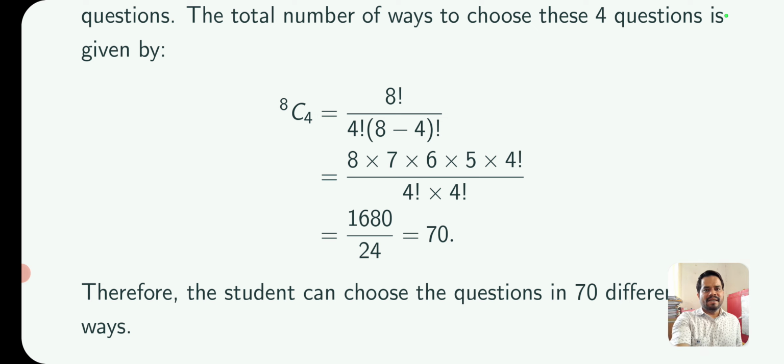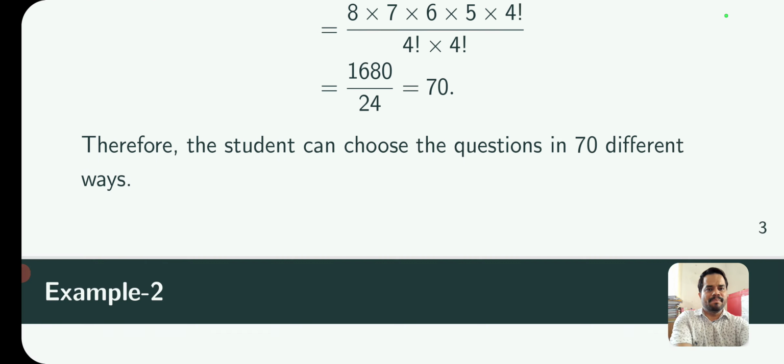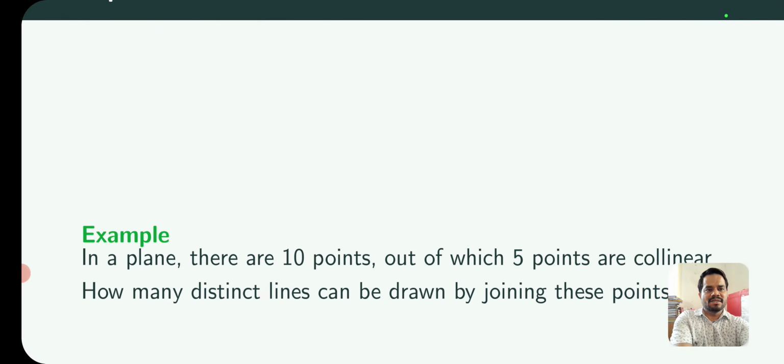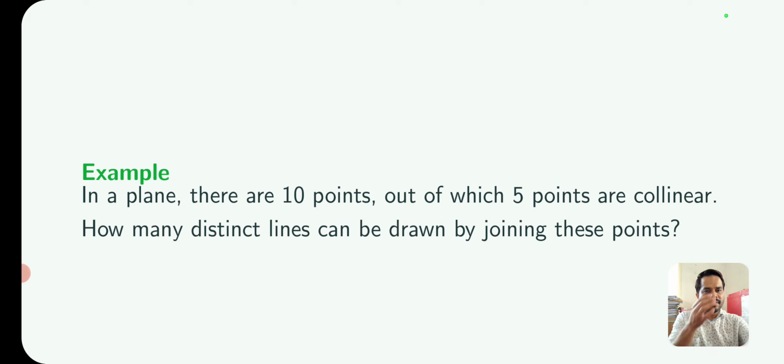Now let us see the next example. So this is the statement. In a plane, there are 10 points, out of which 5 points are collinear. So how many distinct lines can be drawn by joining these points? Yes. So read this question carefully. We will pause here.